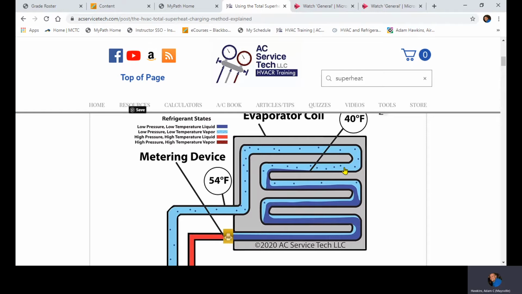So what does that mean? Well, that means I'm adding about that many degrees of sensible heat to the refrigerant after it has completely boiled off or evaporated. All right. So how is that measured? How do we measure superheat?